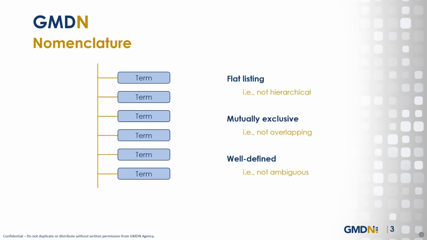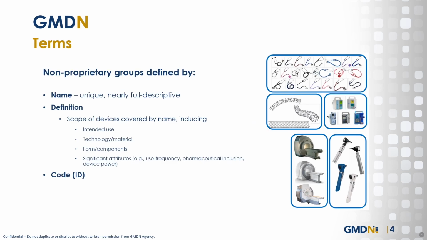The nomenclature is a flat listing, that is, not hierarchical, of mutually exclusive, that is, not overlapping terms, which are well defined, that is, not ambiguous. Each of those terms defines a non-proprietary group and consists of a name, which is unique within the dataset and nearly fully descriptive, a definition, which defines the scope of the devices covered by that name and includes statements about intended use, technology, form and significant attributes, and a code which acts as the ID.